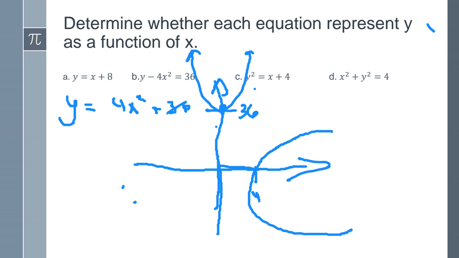Okay, and if I do my imaginary vertical line, it's going to fail my vertical line test. Okay. All right. So let's move on.